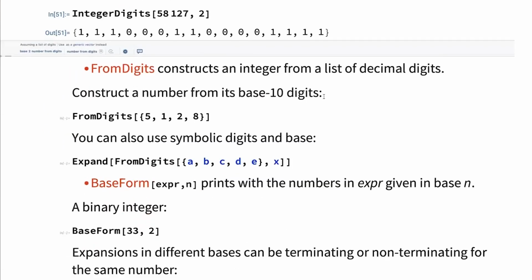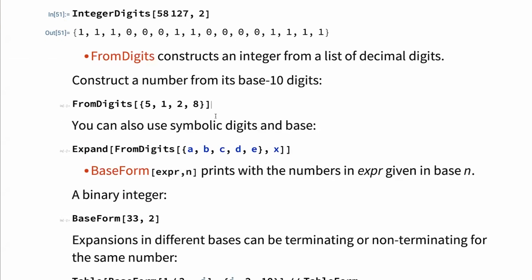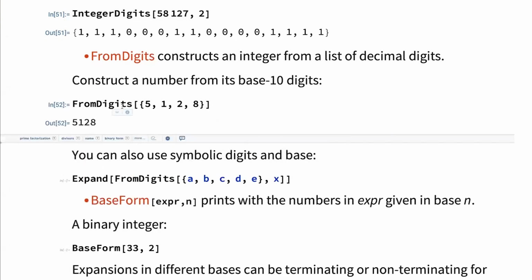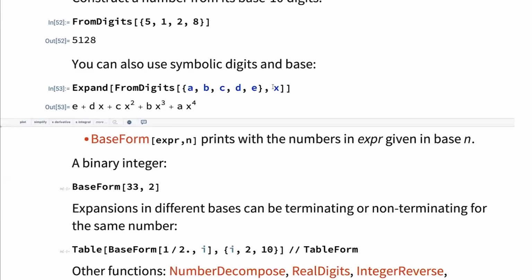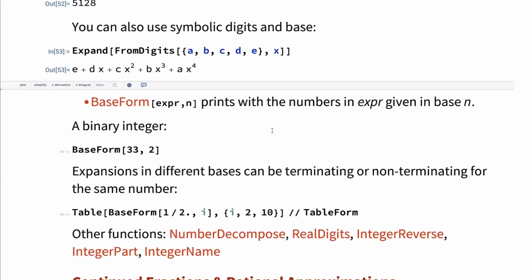FromDigits constructs an integer from a list of decimal digits. For example, we can construct a number from its base 10 digits, like here, 5128. That gives us 5,128. We can also use symbolic digits in base. This is the base, and these are the digits. BaseForm prints with a number and expression given in base n.